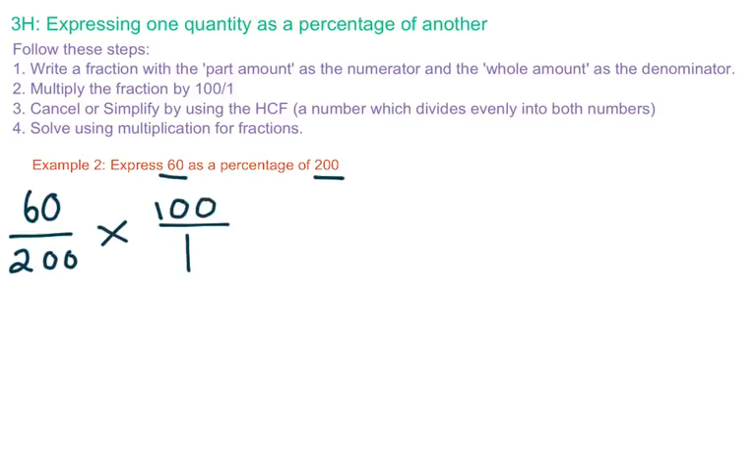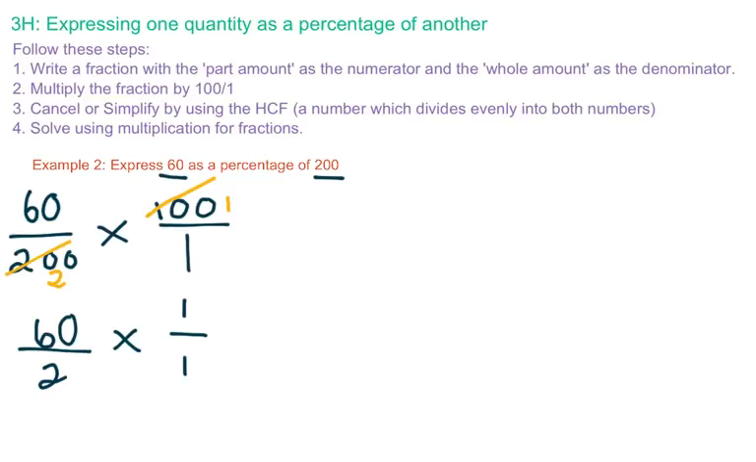Okay, moving on to the third step now. I'll get out a different colour. We're going to cancel or simplify by using the highest common factor. Okay, so I'm going to look at the two diagonal numbers, 200 and 100. Well, I know that 100 goes into both of those, so I'm going to say that 100 goes into 100 once, and 100 goes into 200 twice. So if we rewrite the equation, it's going to look something like this. 60 over 2, because we simplified the 200, and 1 over 1.